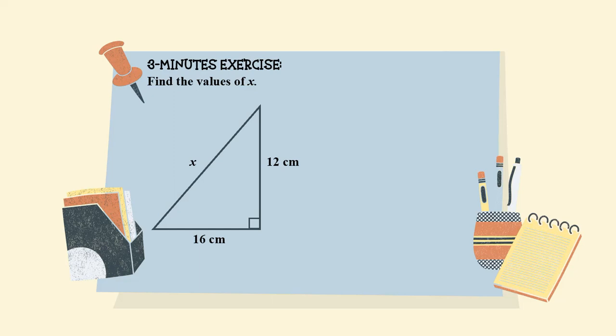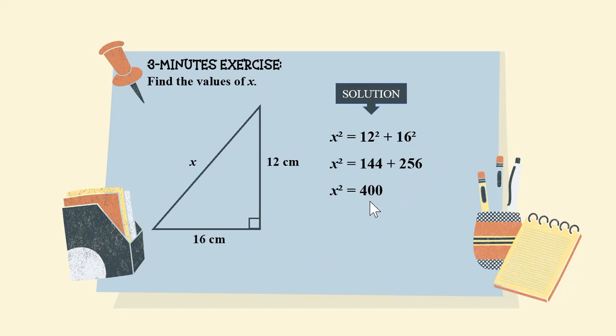Okay, for the 3-minute exercise, we want to find the value of x. The x here is the hypotenuse. How do you know this one is the hypotenuse? Because this side is opposite to the right angle. So we use the Pythagoras theorem, c squared, the hypotenuse x. So x squared equals 12 squared plus 16 squared. Then you will get 144 plus 256. You add these two, you will get 400. So you square root 400, you will get x equals 20 cm.